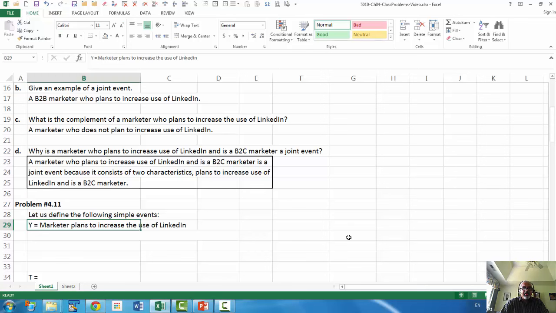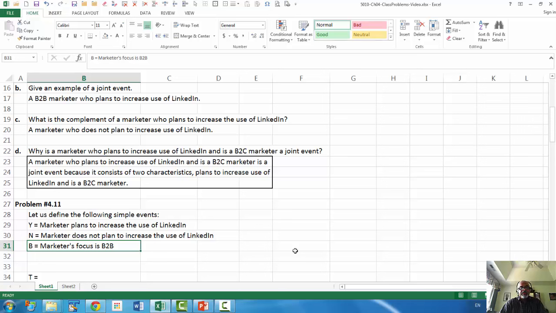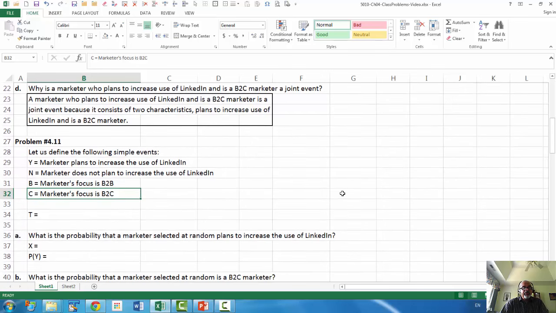First, let's call Y as marketers who plan to increase the use of LinkedIn, and then N is the opposite of that. So N would be not plan to increase use. Y and N are complements of each other. Let's now define B as the marketer's focus is business to business, and C as the marketer's focus is B2C, and B and C are mutually exclusive.